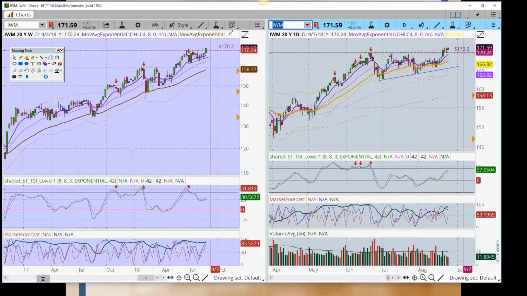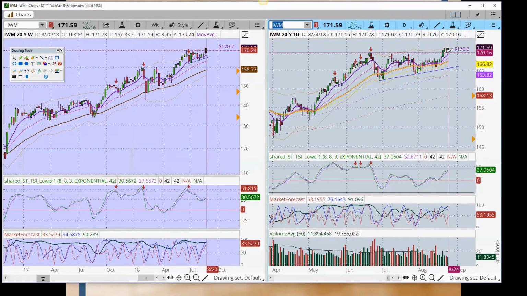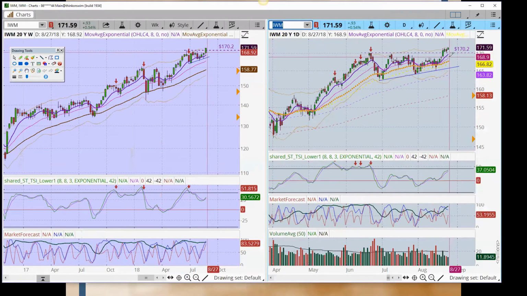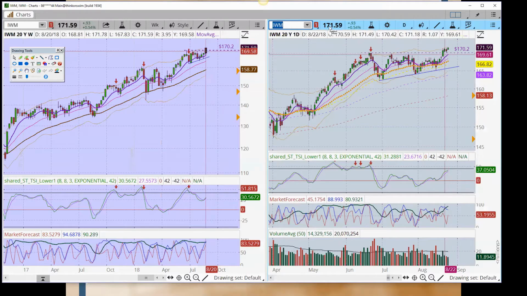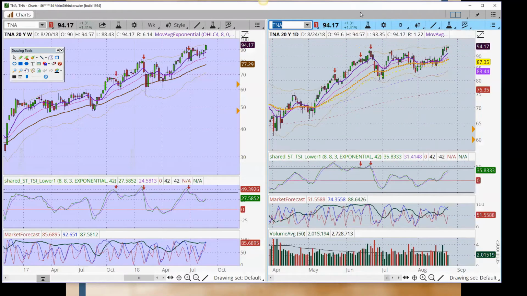IWM did break out above the 170.20 level, so that 170.20 level now becomes a level of support. We want to see if it maintains that. If it does break down, will it hold support at the 168.90 level? What do we want to trade in respect to that? We want to trade TNA. TNA is our leveraging ETF of choice for that.